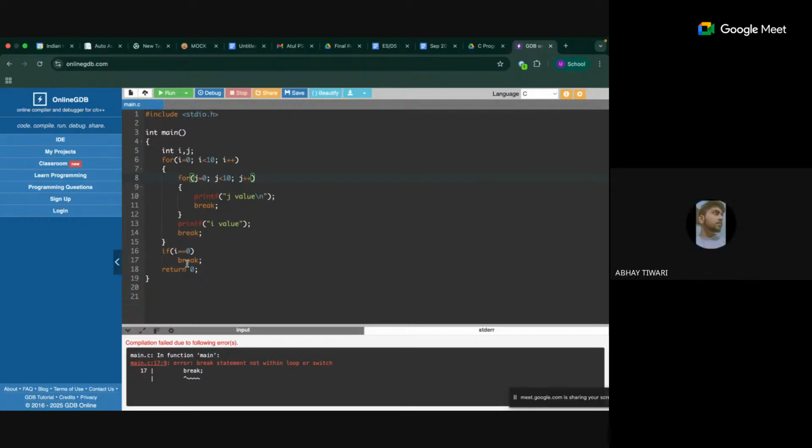Ma'am, continue and break both statements are used only in loops. Yes. Okay, ma'am. Or default statement? Default is only within the switch, right? Okay, ma'am. Thank you. And this break can be used in the switch also. Okay, ma'am.